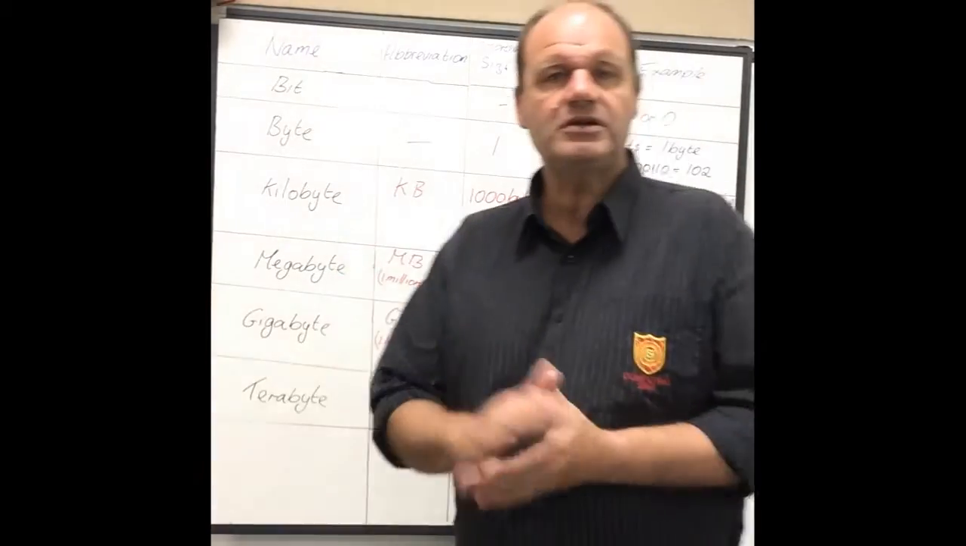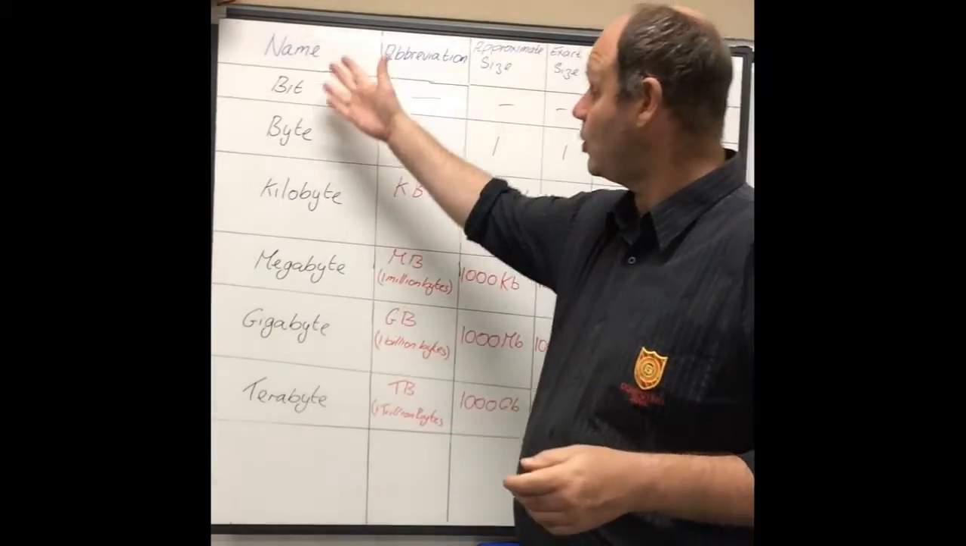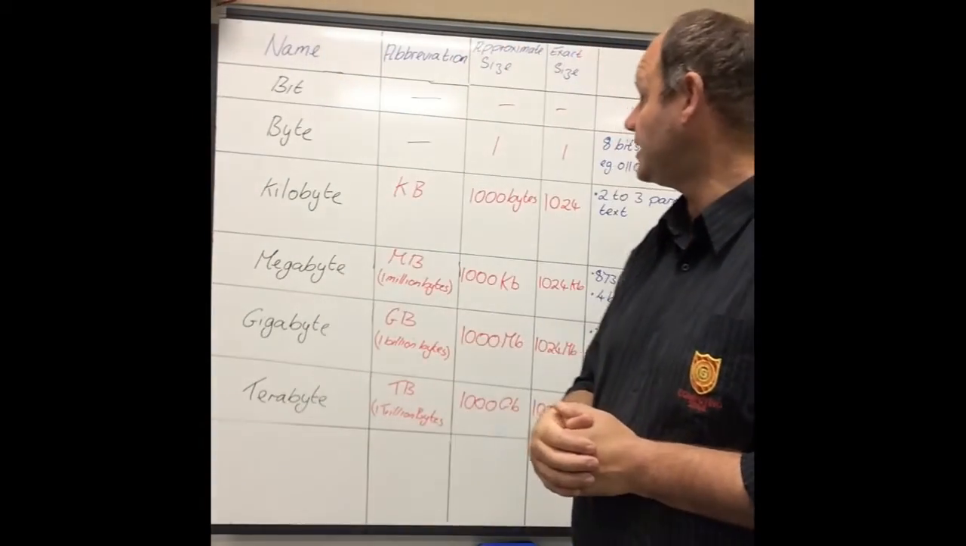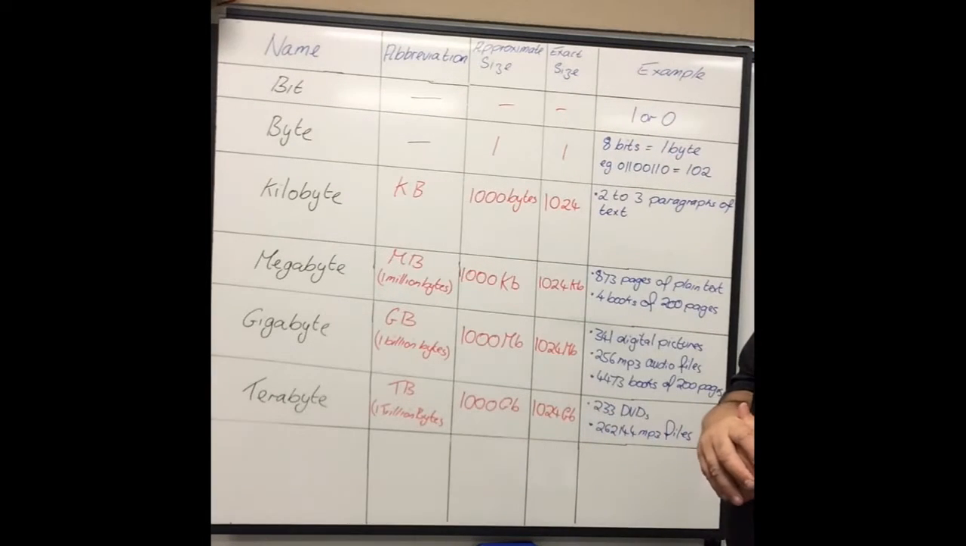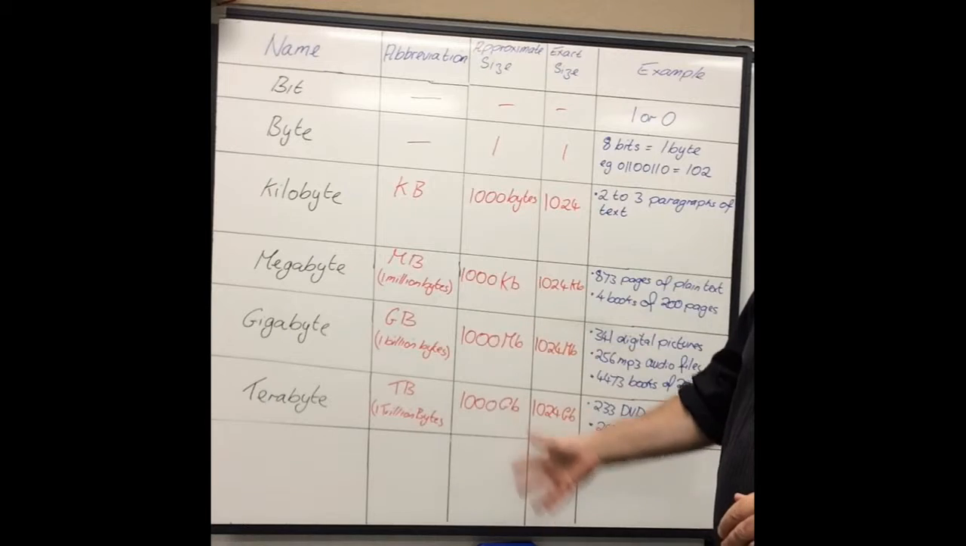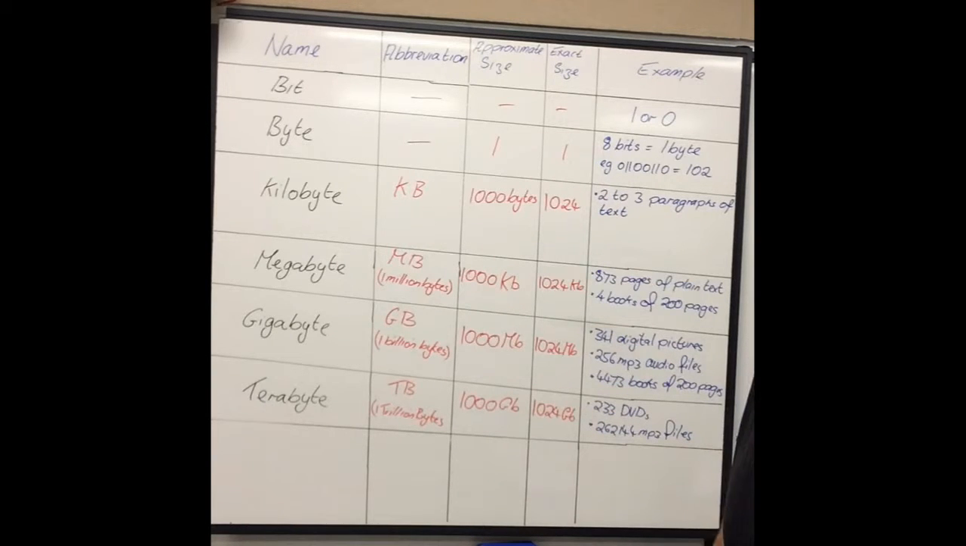So what do you need to know? Well, do know the order of where these are, what the abbreviations are, and you should know the approximate size, in terms of what each can hold.